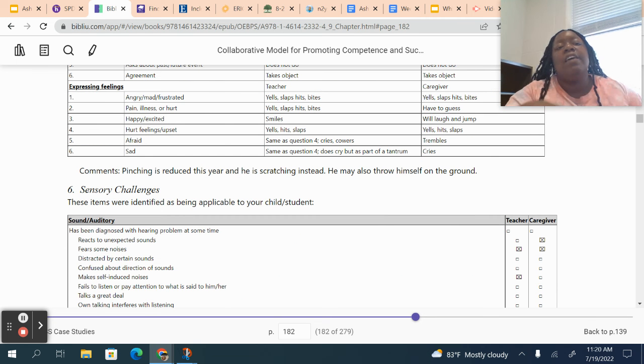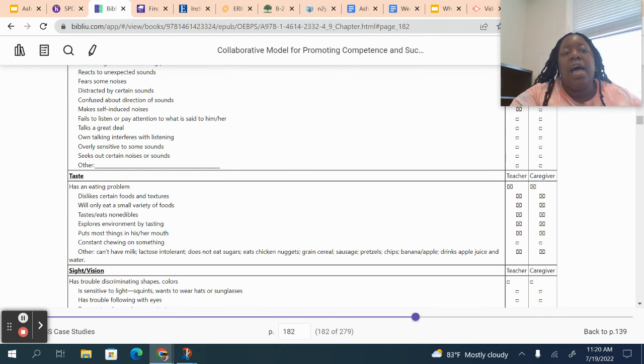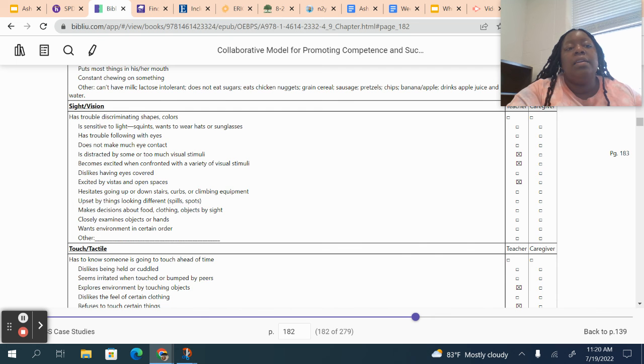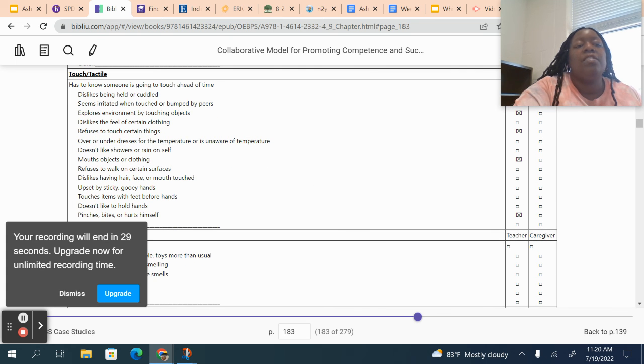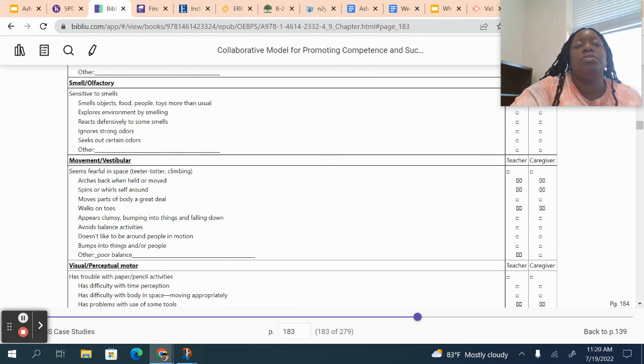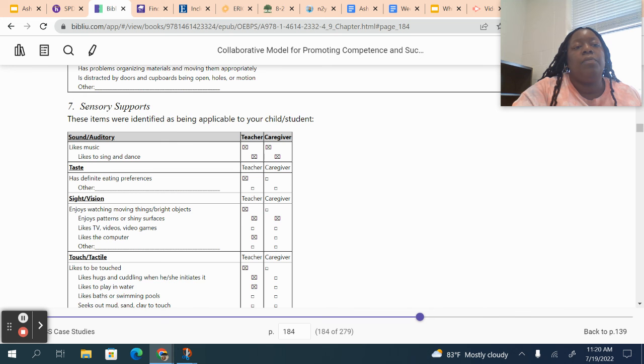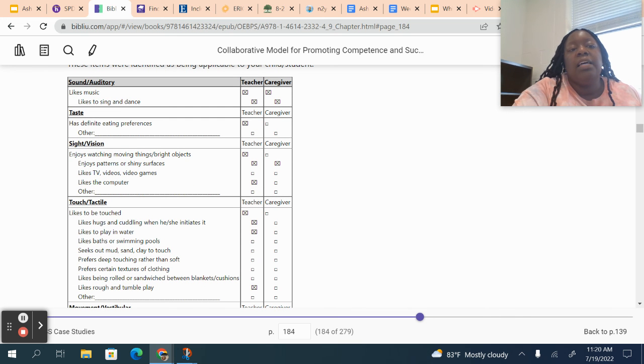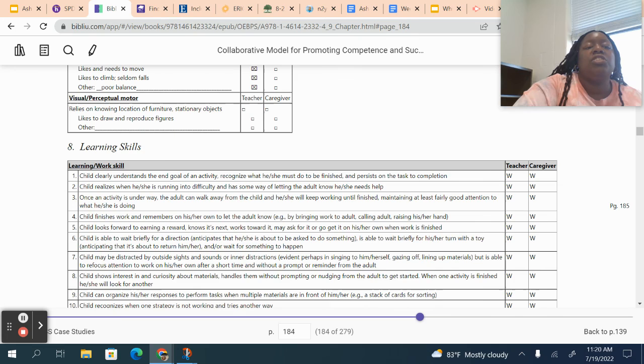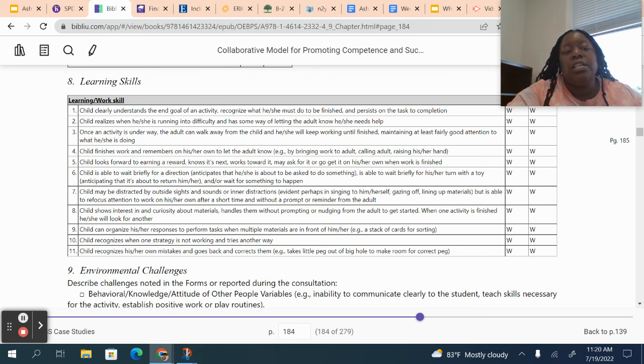So as you can see, it's very extensive, and this allows for a better look at what's going to be needed for inclusion. You've got your sensory challenges here. You've got sight and vision, touch, tactile. Everything is broken down by sensory mechanism. So that's very, very helpful. And then we also have a list of sensory supports like liking music, anything they like to touch, any textures they enjoy. And then you have your learning skills. So you have all these things broken down for the teachers who are going to be implementing inclusion. And this is going to be very helpful.